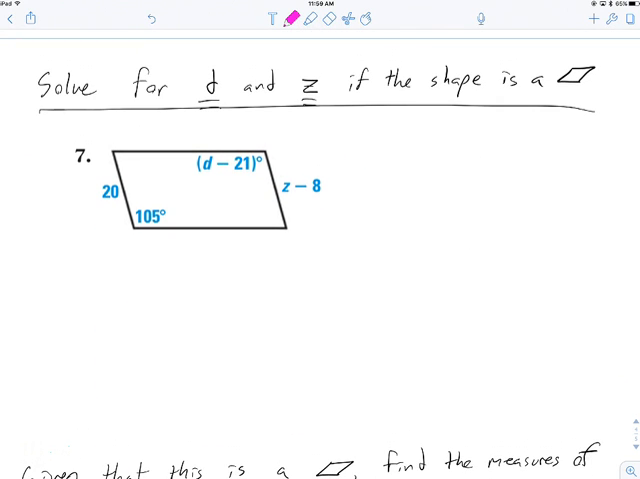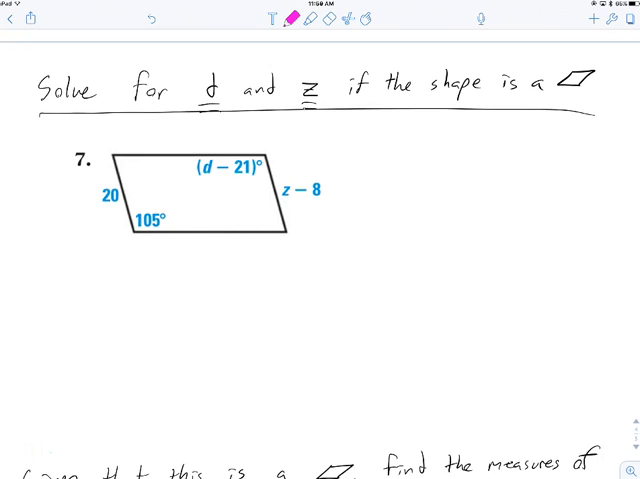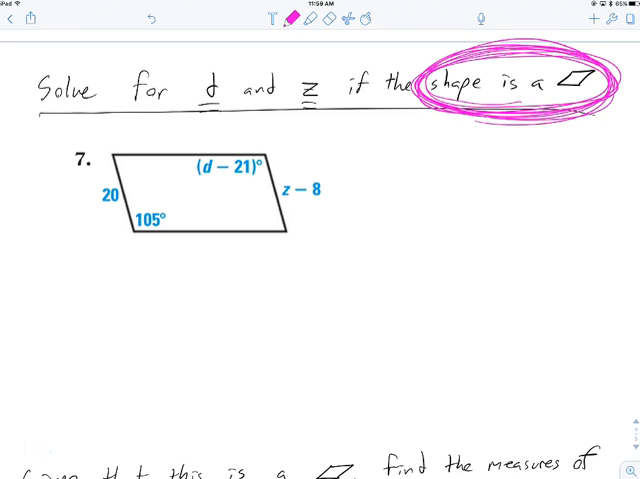Okay, so let's actually apply this to a few problems, okay? Down here, this is number 7 from the homework in the book. Solve for d and z in this image if the shape is a parallelogram. So the key is that we know the shape is a parallelogram, so we can use our properties from above. Looking at this, I know that the opposite sides of a parallelogram are congruent. Again, this is hinging on the fact that it is a parallelogram. So I could say 20 equals z minus 8. So we add 8 to both sides, and we get z equals 28.